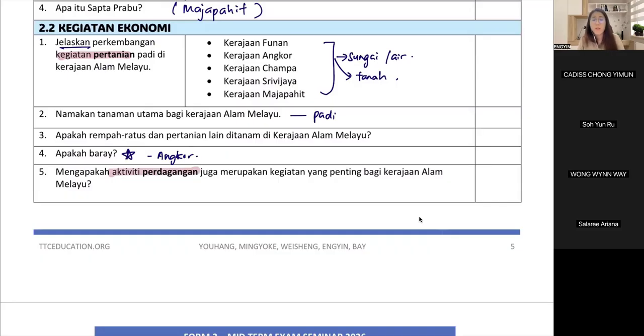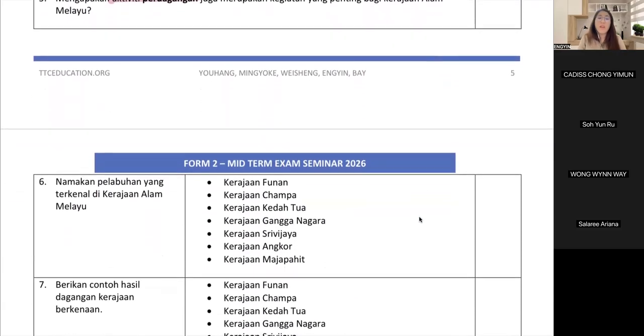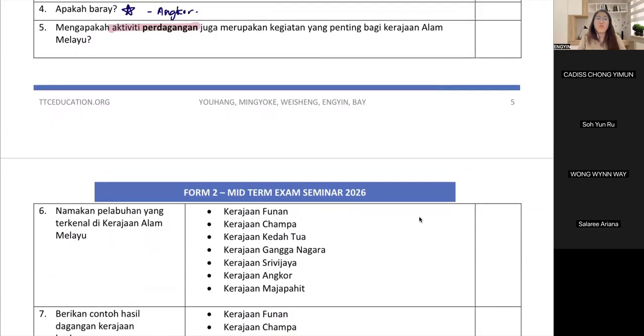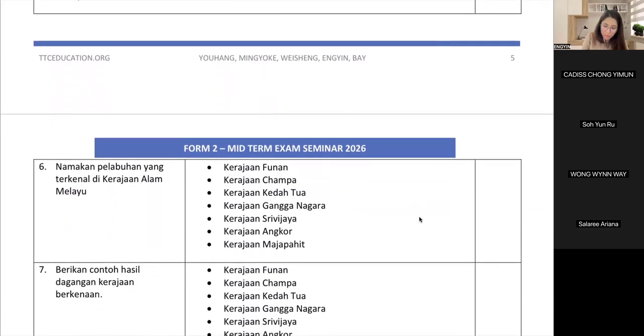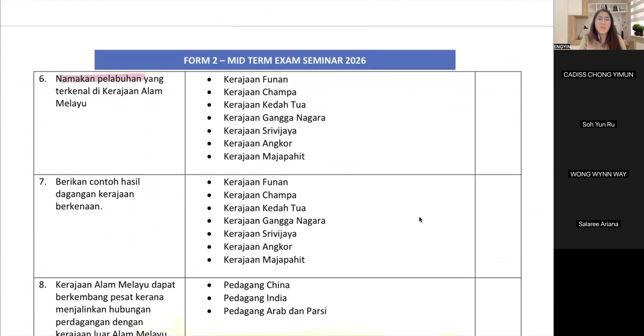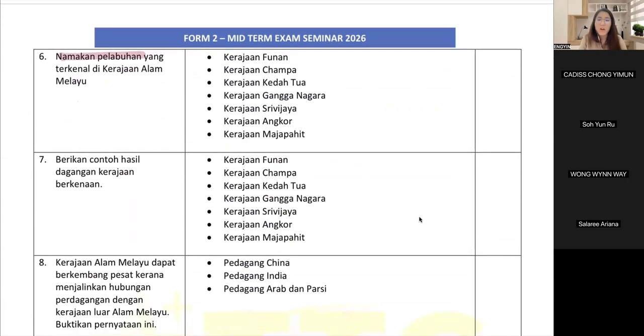It's important to do perdagangan because it's a way to develop our economy, to get resources. It shows that our location is good. Now, you need to remember the pelabuhan's name. Okay, this one is difficult. To be really honest with you, until today, I still cannot remember all their pelabuhan for each and every single kerajaan. But what I try to do is remember one. Each kingdom, at least one pelabuhan.